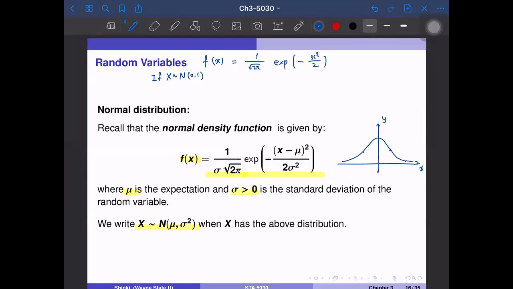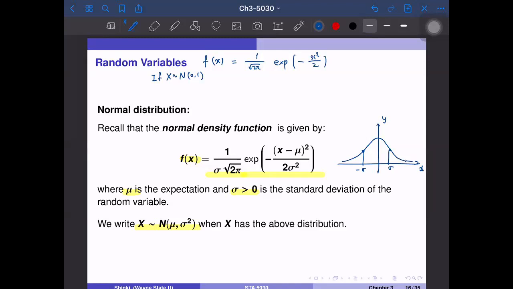And actually, we have the property that the inflection points are given by negative sigma and positive sigma if mu is equal to 0. If mu is not 0, then mu plus or minus sigma. And this is the normal density function.